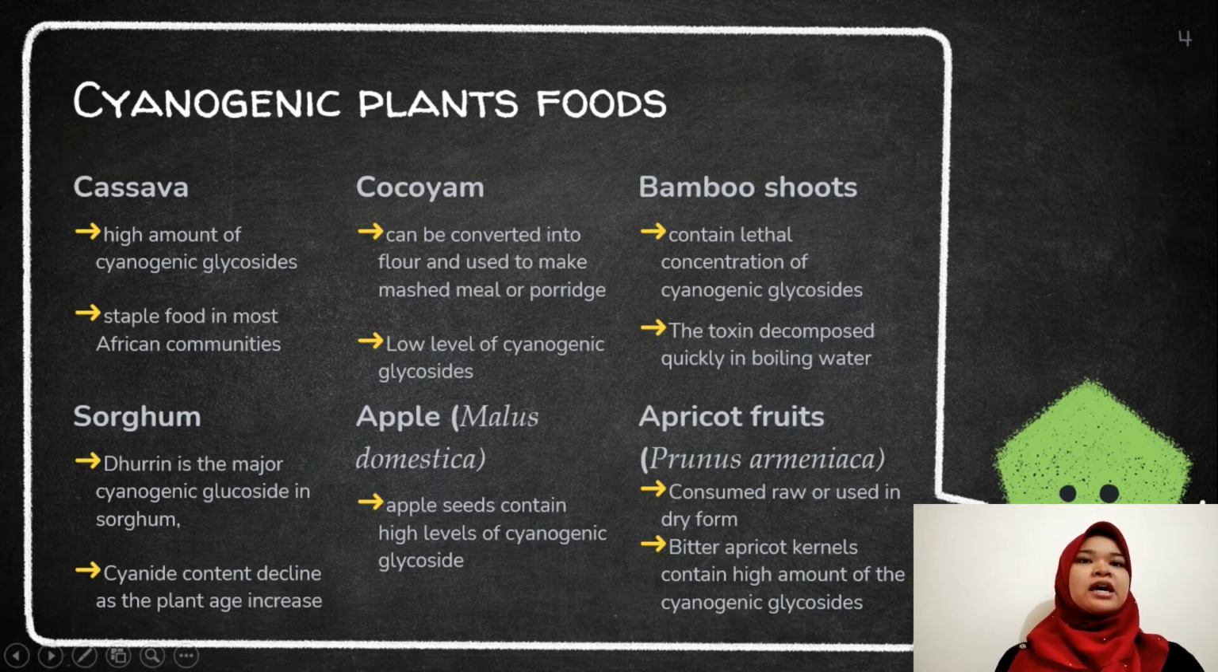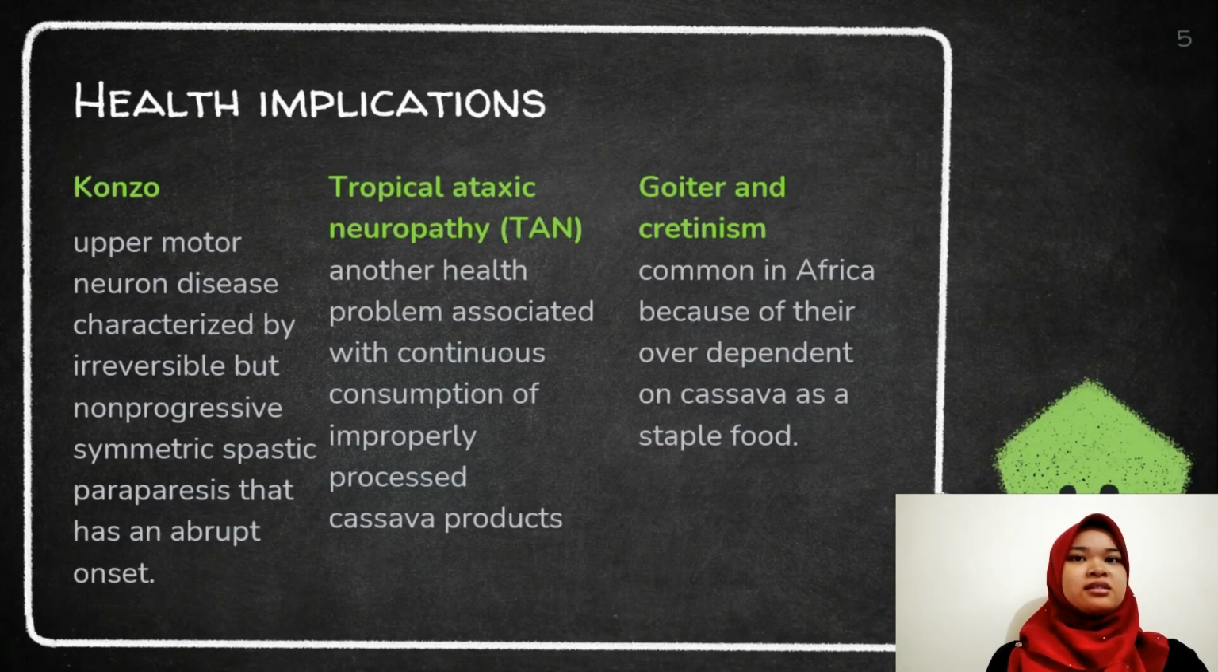Apple can be consumed raw or processed. Although apples are rich sources of vitamins and other nutrients, apple seed contain high level of cyanogenic glycosides. Next slide is regarding the health implication of cyanogenic glycoside.